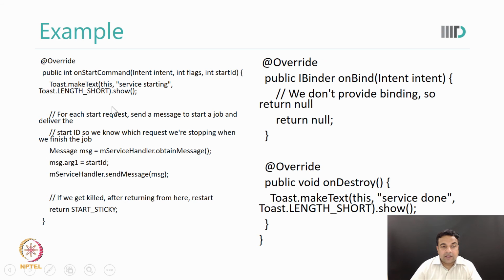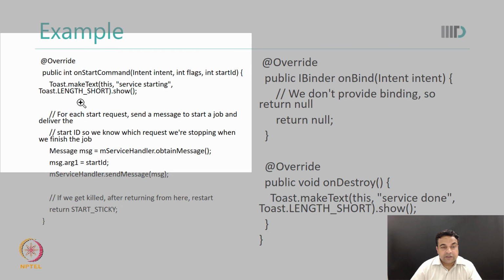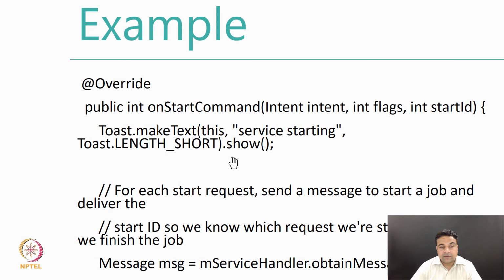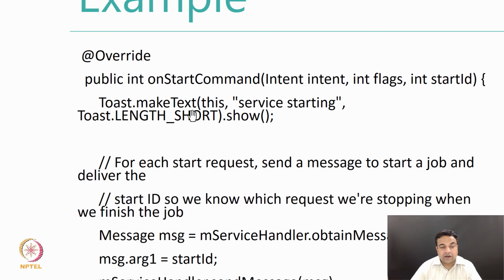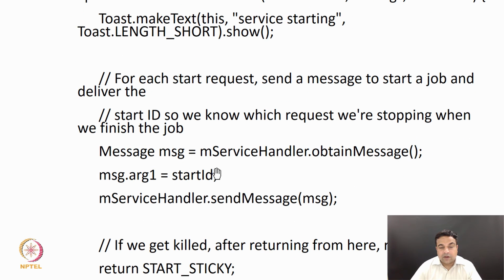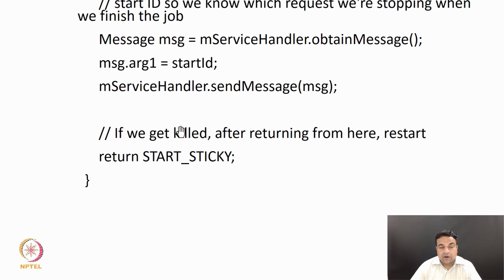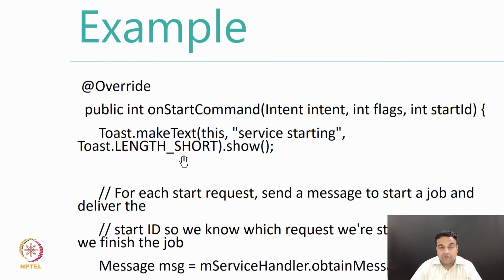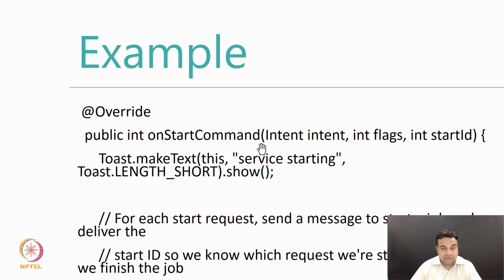Then let's look at some other method that we have overridden. Another method is this onStartCommand method, where we are just displaying a toast. So yes, we do the toast, and we know which request we are stopping when we finish the job. And if we get killed, we are returning something.